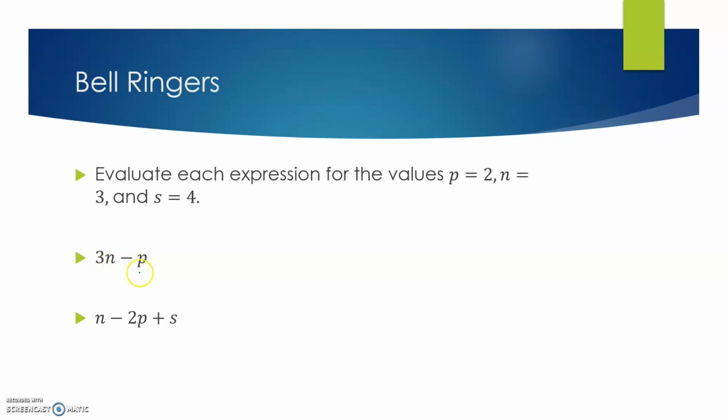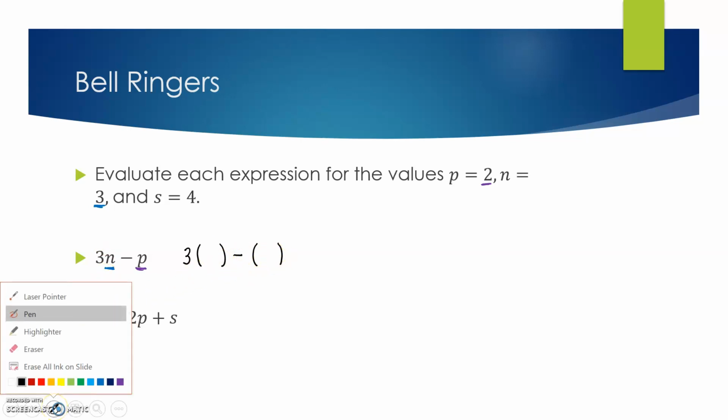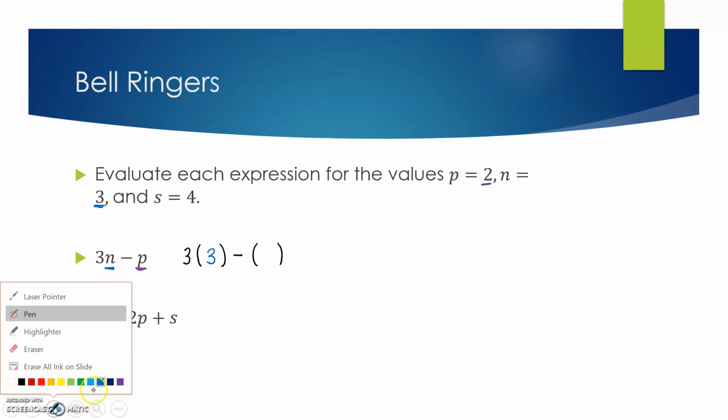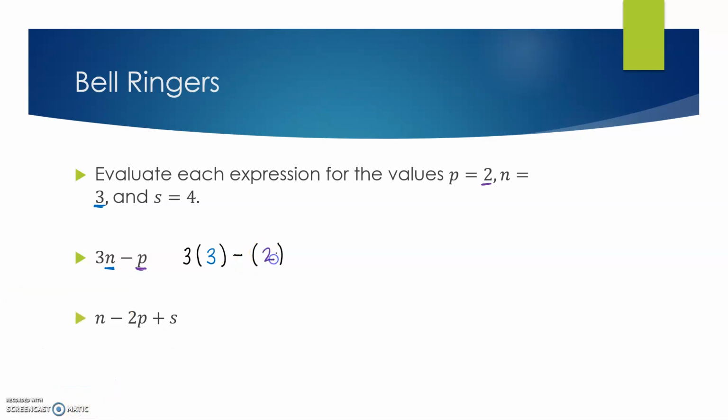So when we have 3n minus p, I'm going to say, okay, n gets replaced with a 3, and then p gets replaced with a 2. So it's going to look like this, 3, and I always use parentheses. I'm basically taking out the n and the p and substituting in the values for n and p. We said n was 3. We said that p is 2. So if I continue with that, I would get 9 minus 2, and that is 7.